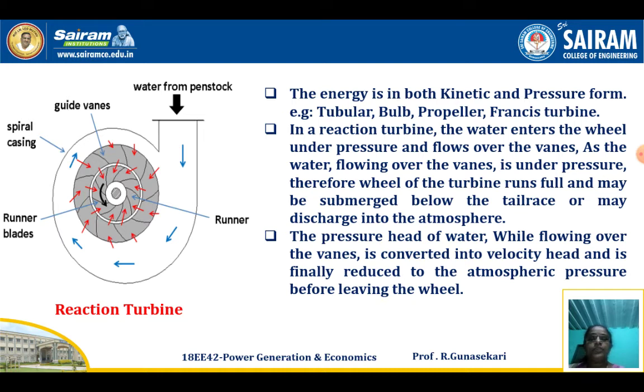So the pressure head of water while flowing over the vane is converted into velocity head and is finally reduced to the atmospheric pressure before leaving the wheel. You see the water from the penstock, the arrow mark comes and goes over the vane. So the vane is rotating, and therefore the head of water is converted into velocity head.